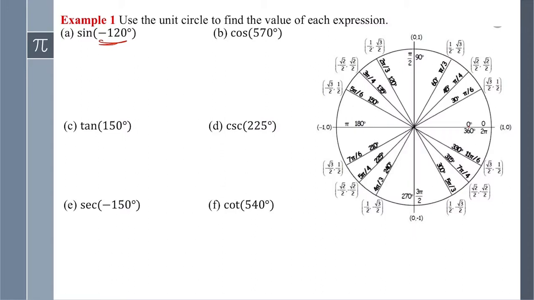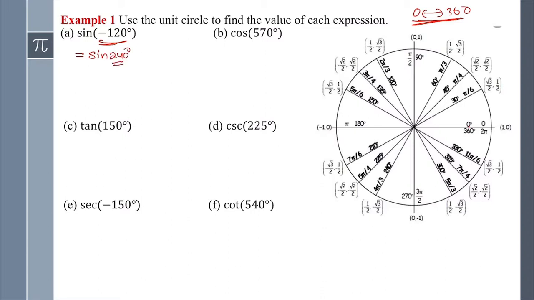But if you are still confused with negative angles, what I suggest you do is find the coterminal angle. Remember in one of the examples that we did in one of the videos, find the smallest positive coterminal angle. That's what we are going to use here. If it is not in the range 0 to 360, then find the smallest positive coterminal angle. So here, negative 120: if you add 360, you get 240. So this is the same as sine 240.